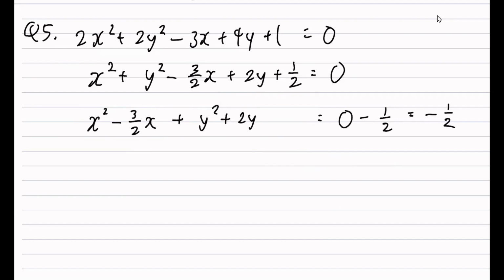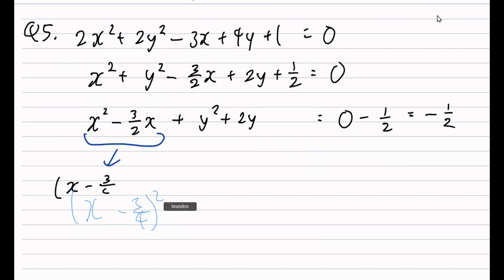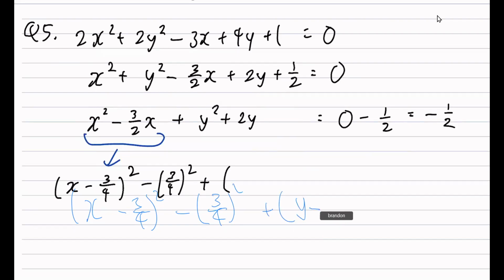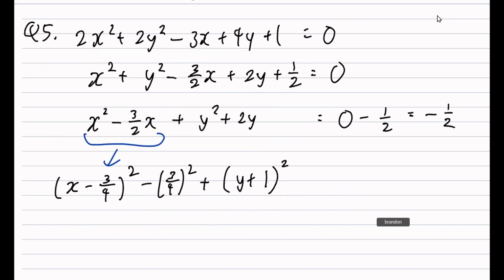Negative half. All right, then how do you complete the square for the first two? x minus 3 over 4 square. Yep. Plus. You see plus sign, you copy down the plus. And it's 2 over 1, just simplify straight away, is 1. Okay, then minus 3 over 4 square, then y plus 1 square minus 1 square. Okay, equals negative half. Simplify. x minus 3/4 bracket square.